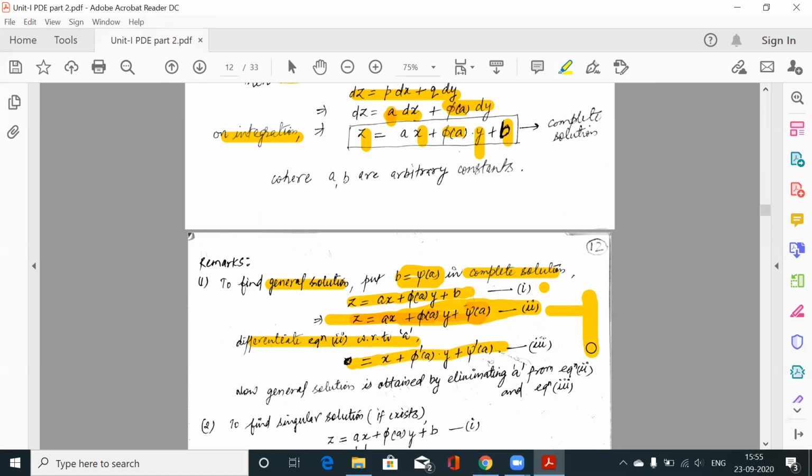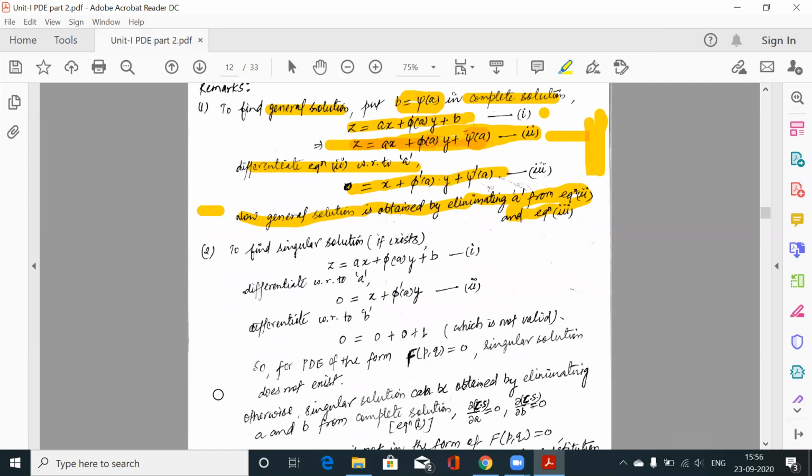Now using these two equations, we have to eliminate a, so we have to get one equation which is free from a. That is our general solution. If we can get that equation which is free from a, that is our general solution. Otherwise, if we are unable to eliminate a, then we simply write that the general solution is obtained by eliminating a from these two equations. That is our objective. So if the elimination is possible, we eliminate it and find that equation. Otherwise, we simply write that the general solution is obtained by eliminating a from these two equations.